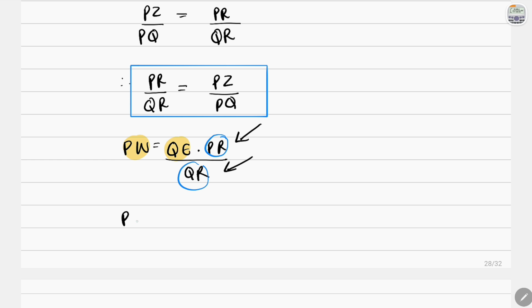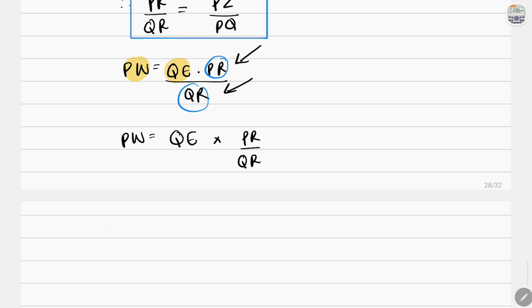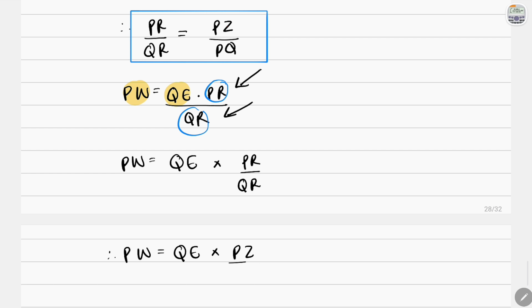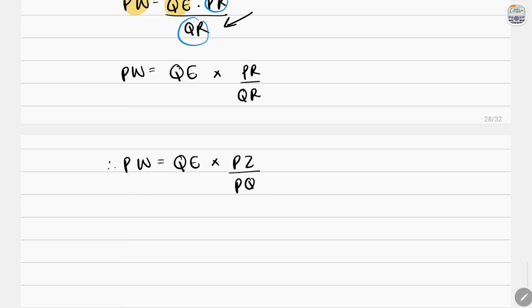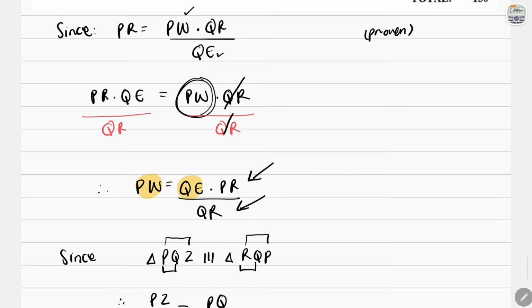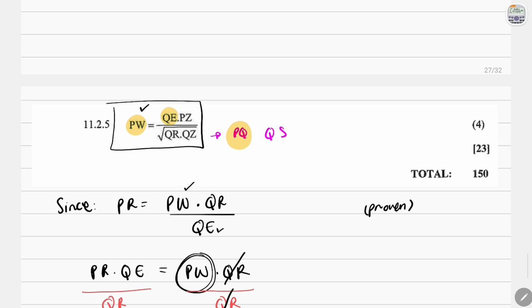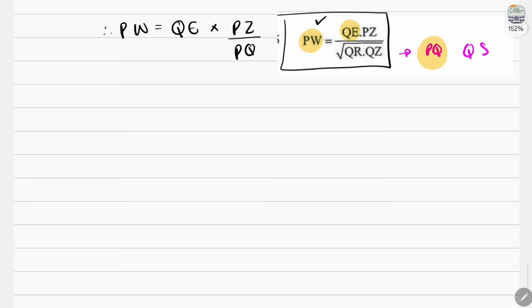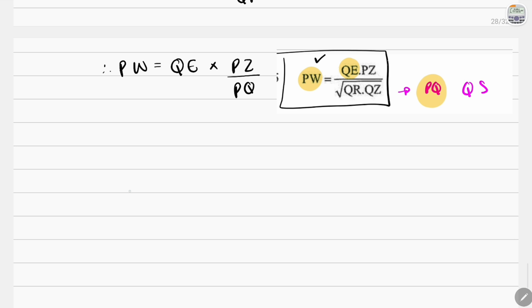If you like, you could have written this as PW is equal to QE multiplied by PR over QR. But because you can see that this is equal to this, therefore PW is actually equal to QE multiplied by PZ over PQ. Okay, so this is what we have. Now, the only thing left to do to get it to look like this, and let me just pin this. Okay, so you can see that the last step to get it to look like that is just to find that value of PQ. Okay, so this is what we have right now.